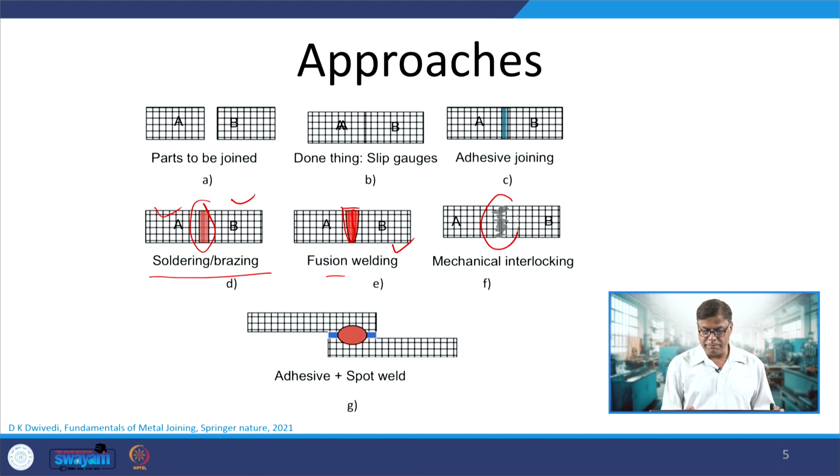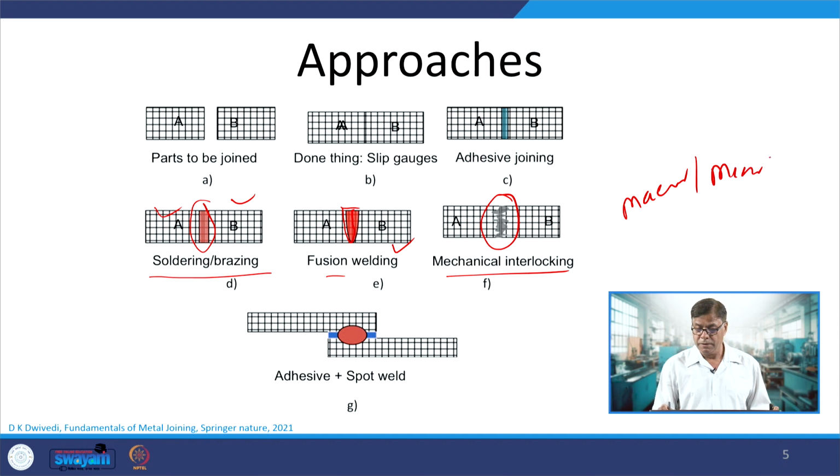And some kind of micro or macro level plastic deformation at the edges of the surface is realized through controlled plastic deformation, and the mechanical interlocking helps in development of the joints. This may be through macro or micro plastic deformation. And then we can also develop hybrid joints between the two components.